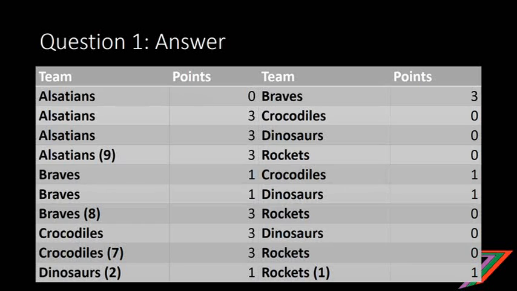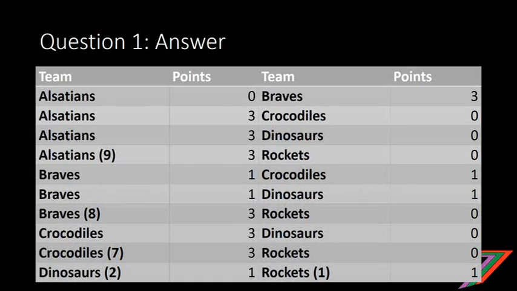So that leaves us with the Crocodiles. The Crocodiles must have defeated the Rockets, because the Rockets have already got their 1 point. And they've also defeated the Dinosaurs. And they also lost to the Alsatians, as we mentioned earlier. So that now gives them 7 points, and the Crocodiles therefore would have drawn with the Braves. Are we saying that's correct? Crocodiles draw with the Braves. Yes, that gives them their 7 points.